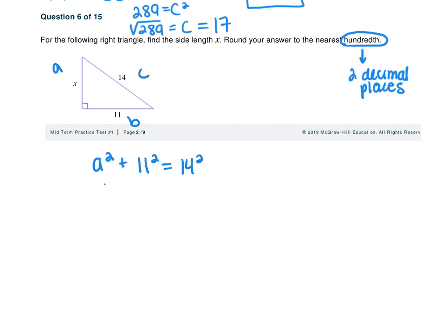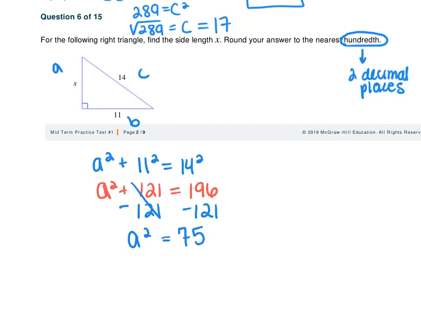So I'll continue to work this out. I have a squared plus 11 times 11 is 121 equals 14 squared. 14 times 14 gives us 196. And what I'm going to do is I want to get a squared by itself. So to do that, I need to move the 121 to the right-hand side. So to undo that addition, I'm going to subtract 121, and that's going to leave me with a squared equals 75.